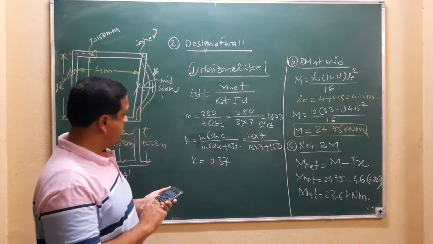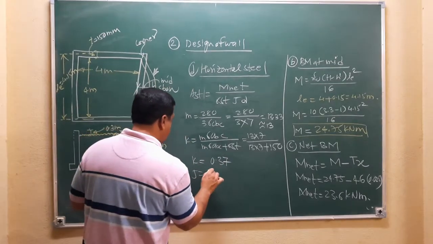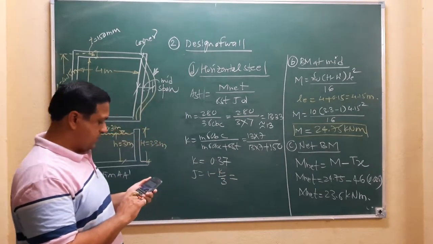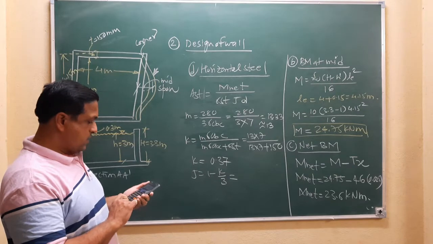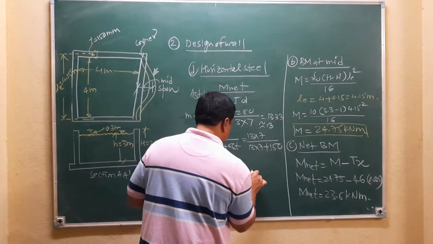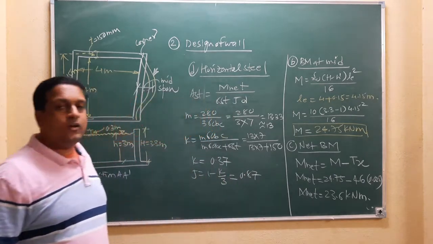0.37 is the K. And what is the J? J is equal to 1 minus K by 3. So 1 minus K is 0.37 by 3. It is 0.87. So this is the value of J.